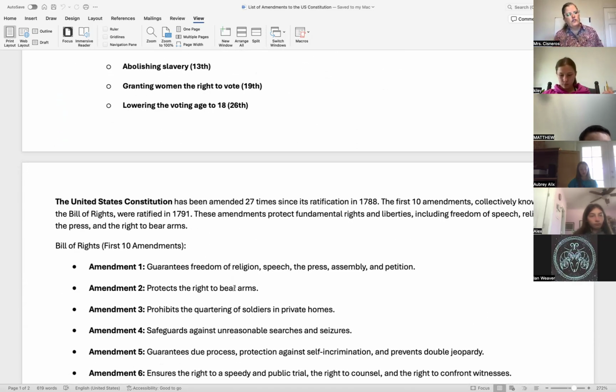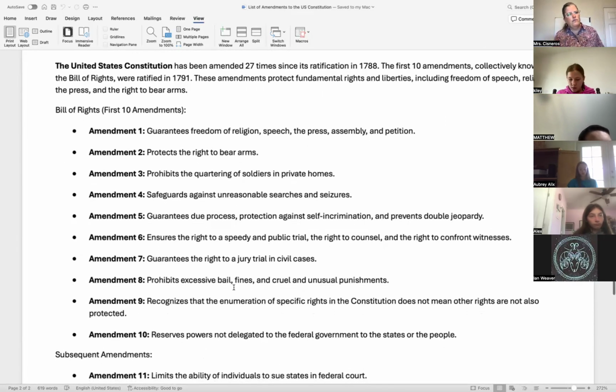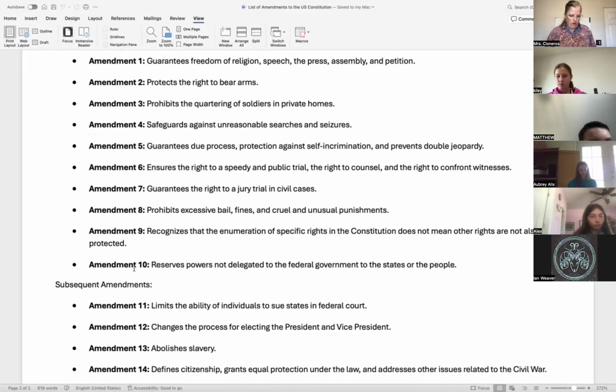So if you turn that page over to the back, all of the amendments are listed here. And it just says at the top, the United States Constitution has been amended 27 times since its ratification in 1788. The first 10 amendments, collectively known as the Bill of Rights, were ratified in 1791. These amendments protect fundamental rights and liberties, including freedom of speech, religion, and the press, and the right to bear arms. So I want you to have this page in front of you.